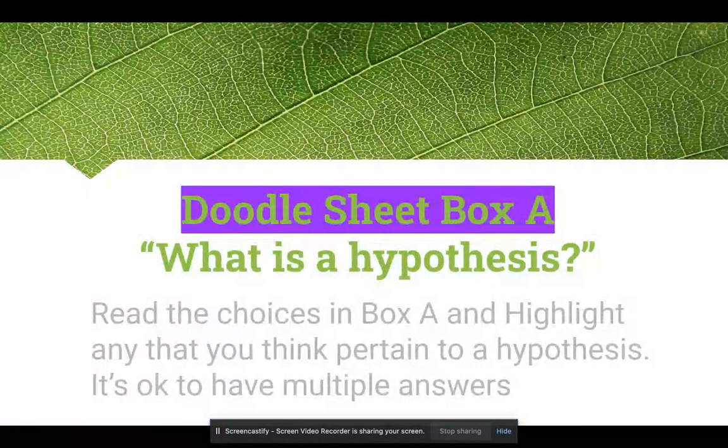Okay, so Doodle Sheet box A. Hopefully you're with a partner. The question is, what is a hypothesis? You're going to read the choices in box A and highlight any that you think pertain to hypothesis. It's okay to have multiple answers. So what I want you to do here is pause the video and go ahead and do this. I'm not going to wait. I expect you to pause the video, take a second and do this.